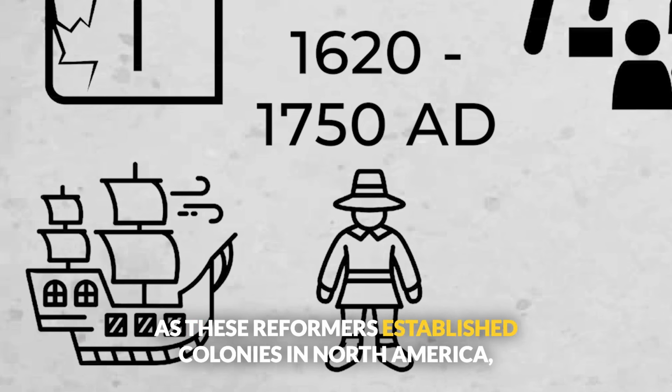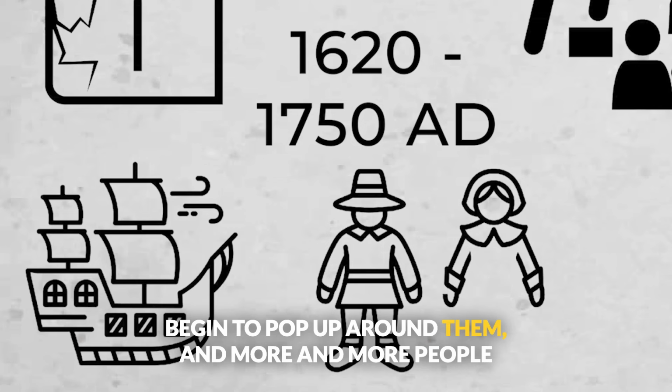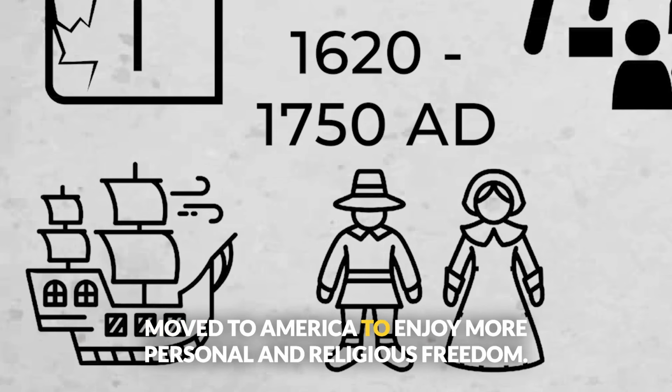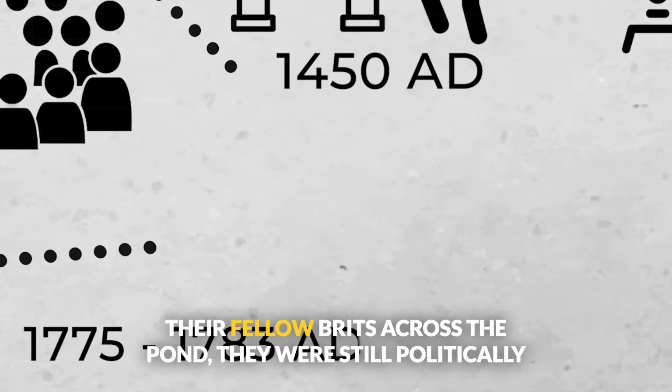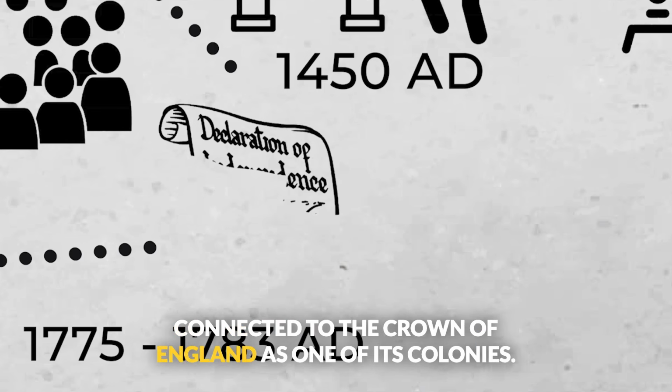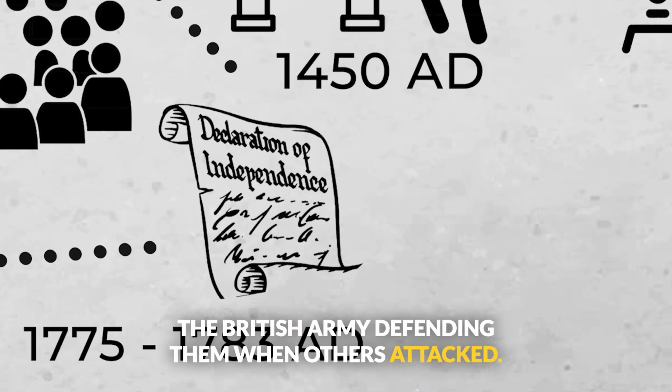As these reformers established colonies in North America, religious freedom allowed more and more churches to begin to pop up around them, and more people moved to America to enjoy more personal and religious freedom. While these colonists enjoyed so many more freedoms than their fellow Brits across the pond, they were still politically connected to the Crown of England as one of its colonies. A benefit of this was that the American colonists had the British Army defending them when others attacked.